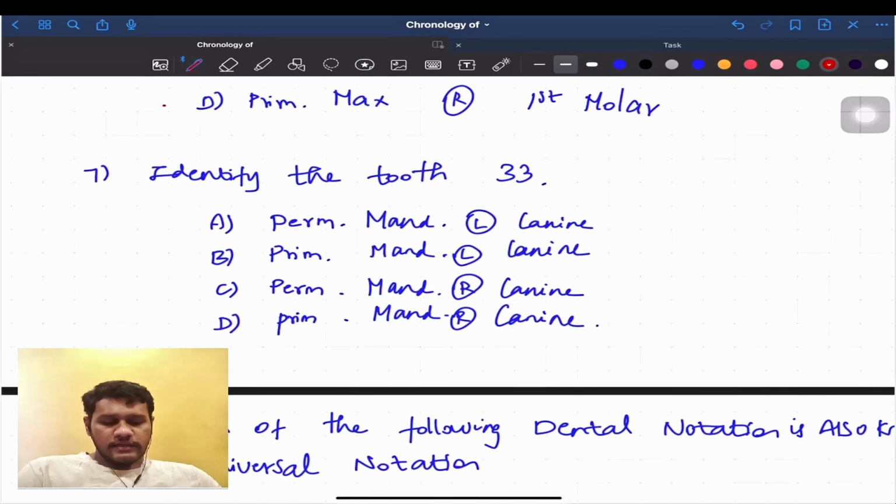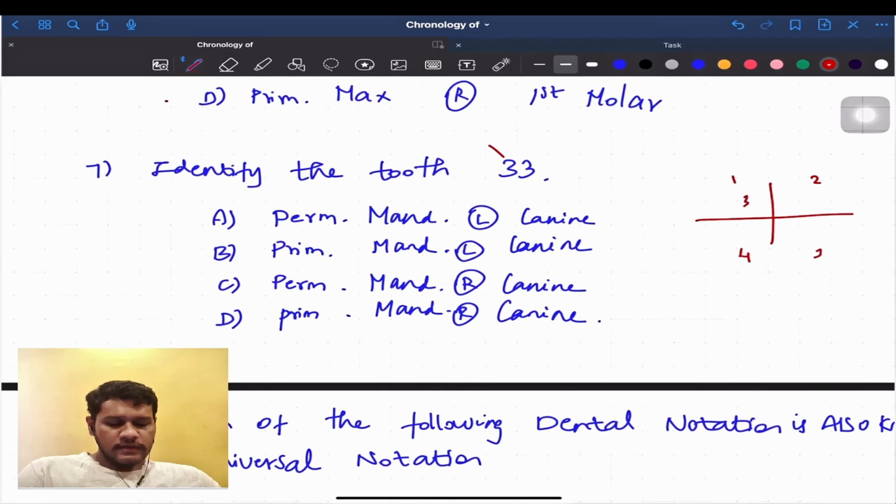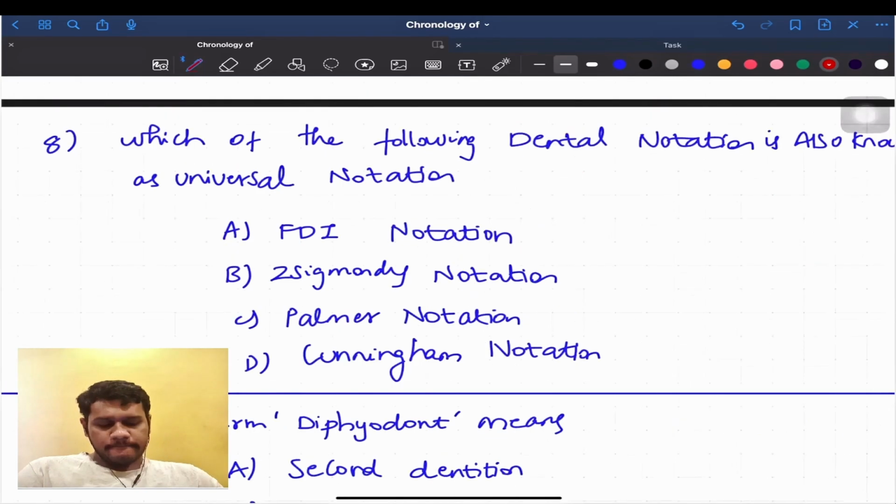Identify the tooth 3. Similarly, you draw a diagram, but you have to see the first digit as 3. 3 is for the permanent dentition, so quadrants 1, 2, 3, 4. Then they are asking for tooth 3. There are only two permanent dentition options, 1 and 2, so this two is not the option. Then check for the side. 3 is for mandibular left, so you can see permanent mandibular left. This is the canine. Canine is the third tooth. So 3 indicates permanent mandibular left canine.